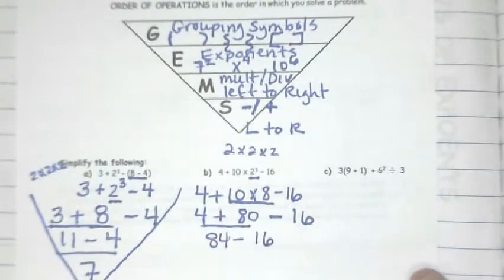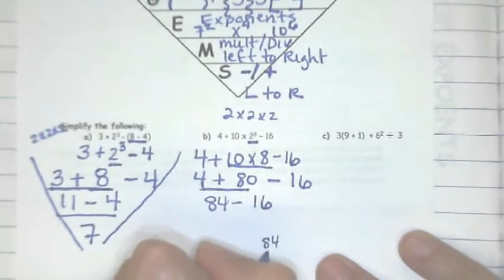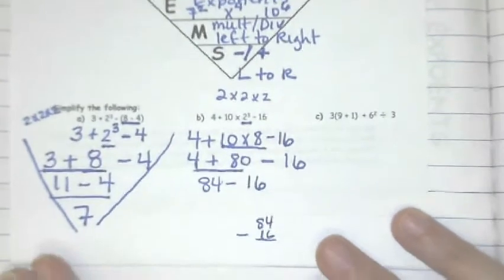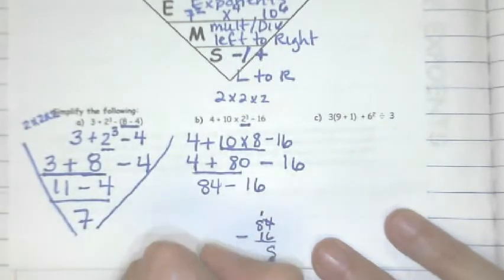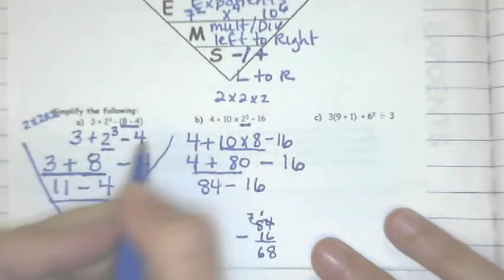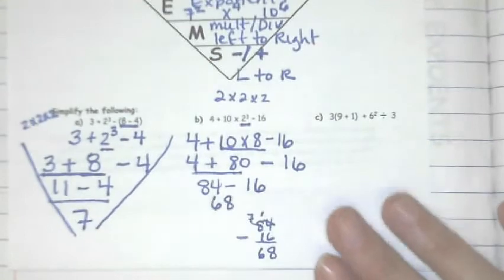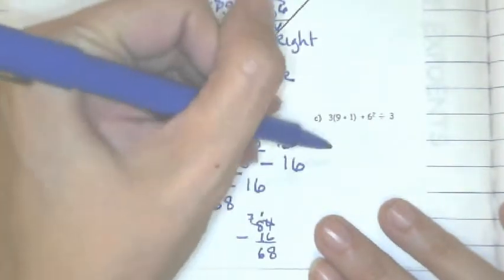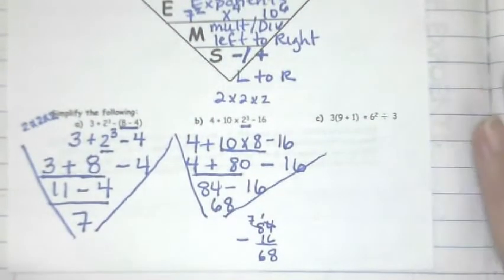So 84 minus 16, of course, if you have to write it out too, if you don't know it off the top of your head, okay, 14 minus 6, 8, 68. Alright, so again, I'm making that V. It will come out sort of like a V when you're done. Alright. Let's look at one last one.